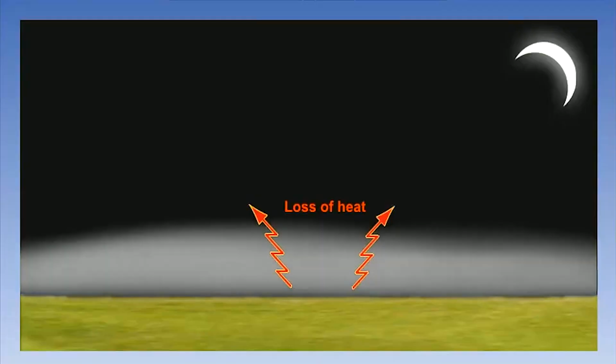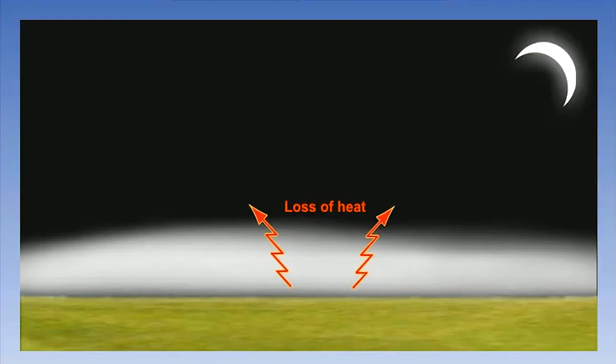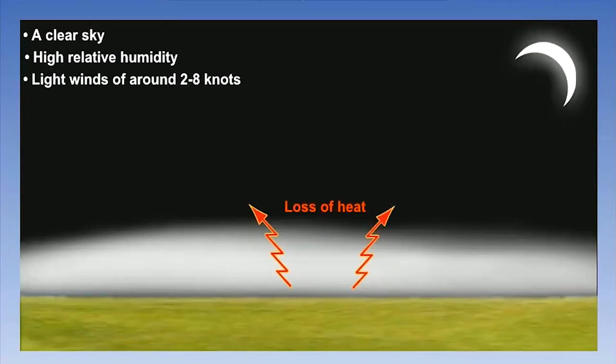Radiation fog is caused by the loss of heat from the Earth's surface at night. The air at low levels is cooled by conduction, and if enough cooling takes place, the air will reach its dew point temperature, become saturated, and allow fog to form. The conditions that are necessary for radiation fog are a clear sky, high relative humidity, and light winds of around 2 to 8 knots.